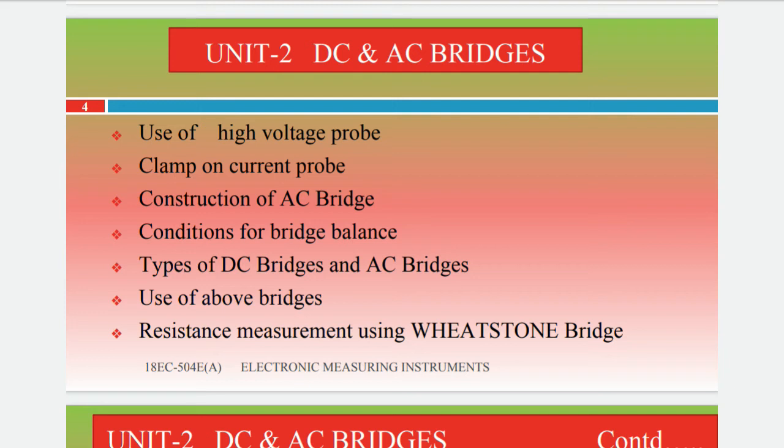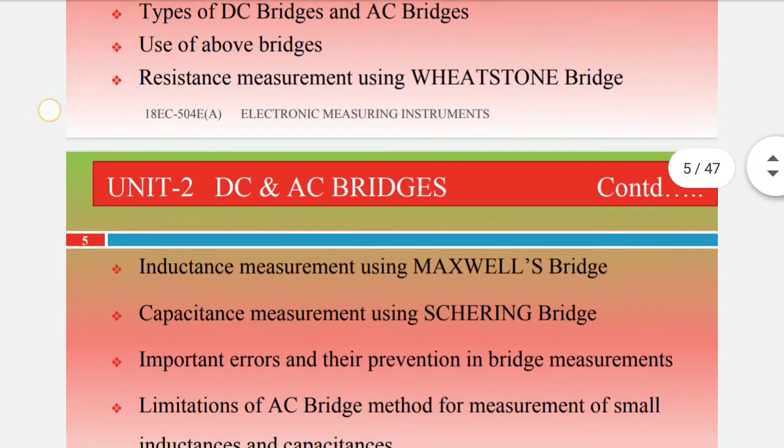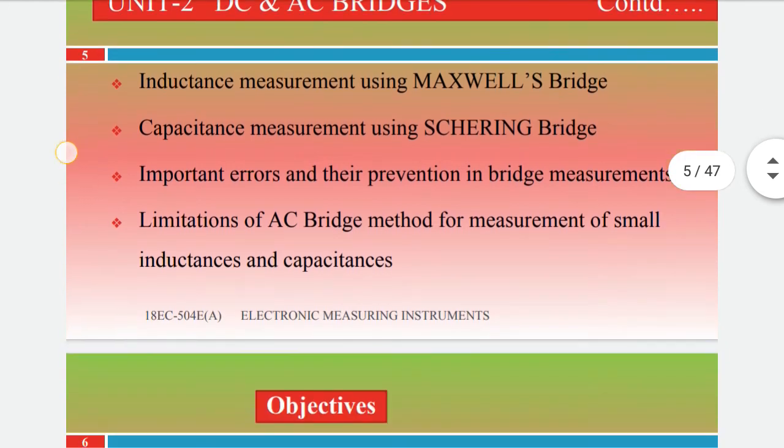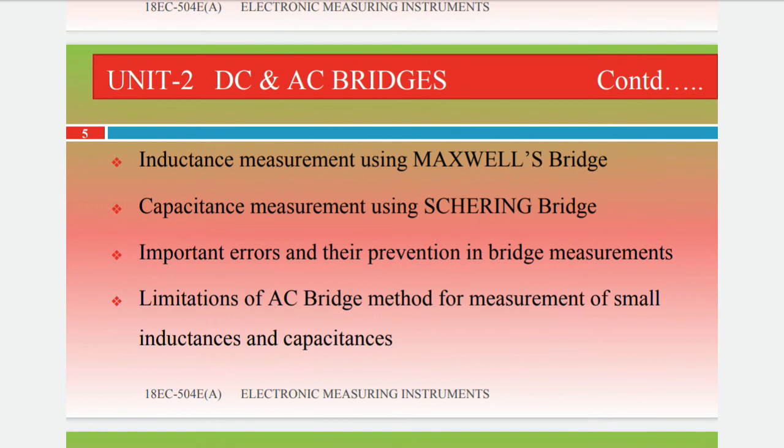Use of high voltage probe, clamp and current probe, construction of AC bridge, conditions for bridge balance, types of DC bridges and AC bridges, use of above bridges, resistance measurement using Wheatstone bridge, inductance measurement using Maxwell's bridge, capacitance measurement using Schering bridge, important errors and their prevention in bridge measurements, and limitations of AC bridge method for measurement of small inductances and capacitances.